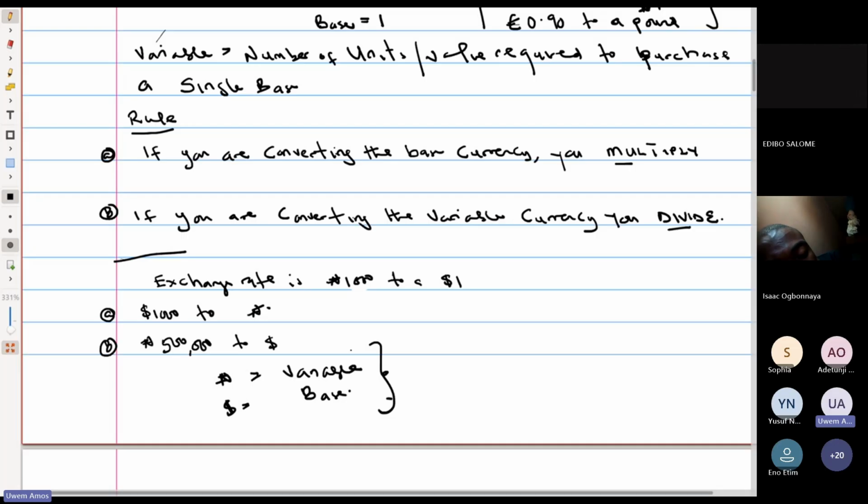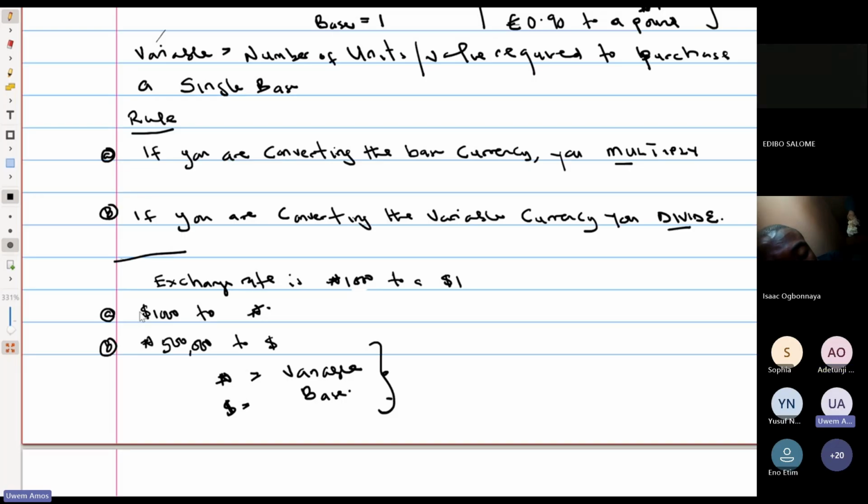Never miss that step, especially when you're still learning the ropes. Now the next step would then be, what are we trying to convert? So let's look at what we're trying to convert. Scenario A, we're trying to convert $1,000. So we're trying to convert the currency dollar. Is dollar our variable or our base? Dollar is the base.